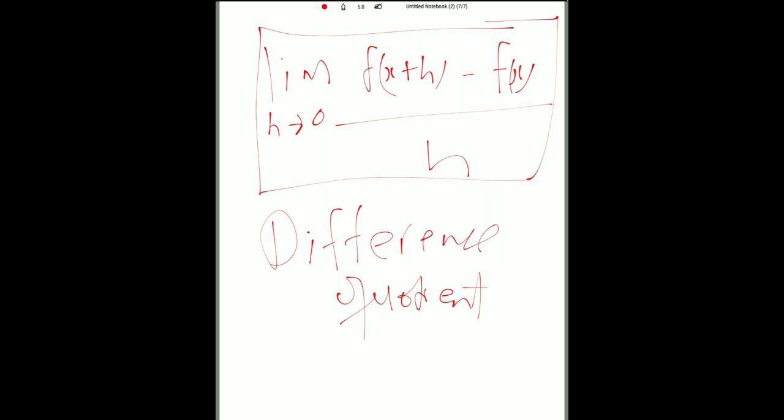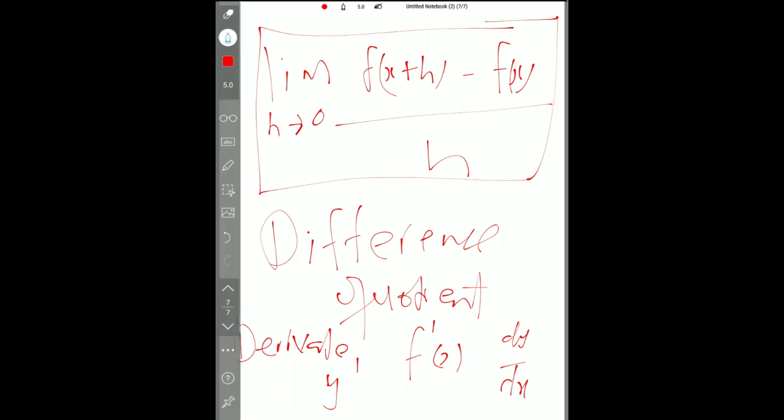And we call this limit, the constant that we get upon finding this limit, the derivative. We call it the derivative, the first derivative. And we represent it by saying f prime of x. We also say dy by dx. And we also say y prime.